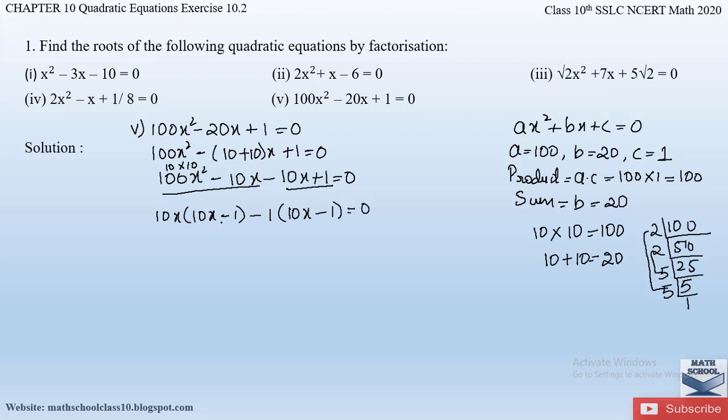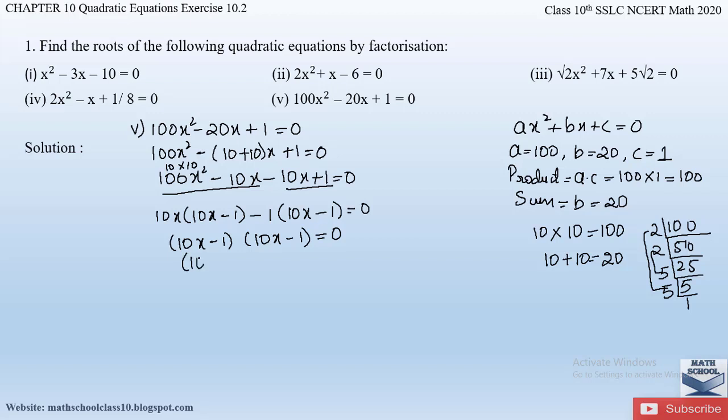Now you can observe that these two brackets are same. So if you take 10x minus 1 common again, what will be left behind? 10x minus 1 is equal to 0. Here we took 1 outside common because there are no common terms between these two terms. Okay, so that's why we took 1 outside, and we got 10x minus 1 since the sign changes.